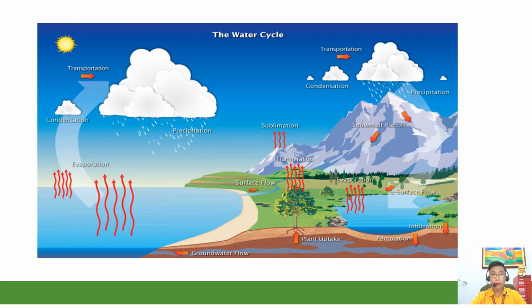So this is the interplay of the water cycle, as you can see in the diagram. This is the process wherein the steps in the water cycle happen.